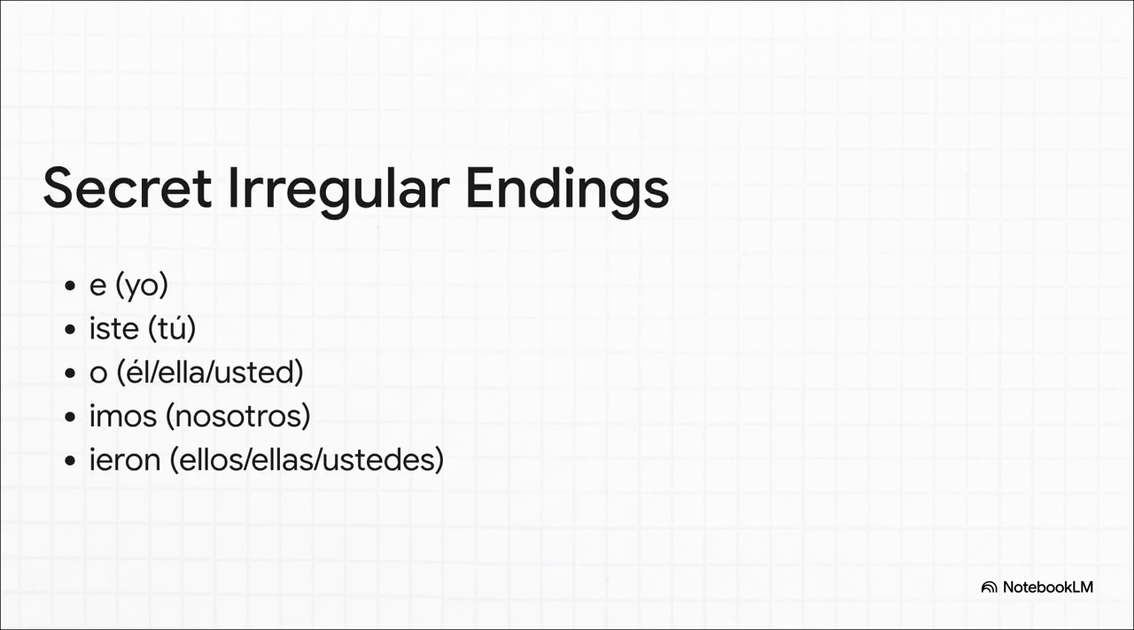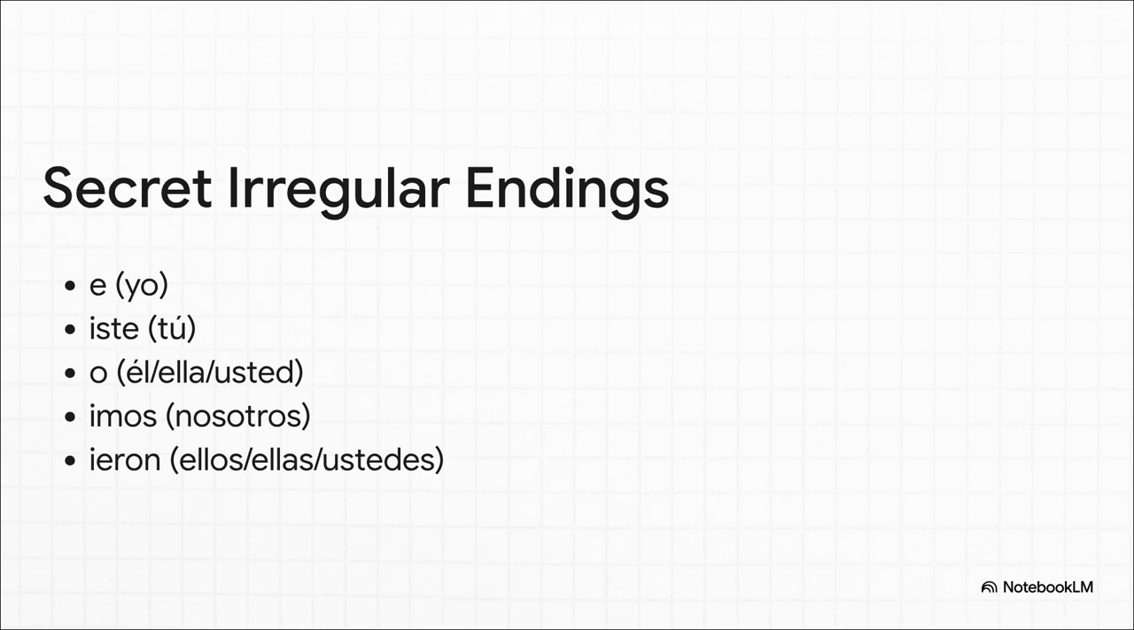Okay, let's dive into this, because this right here is the golden key to this entire explainer. Almost all of the major irregular verbs in the preterite actually share this exact same secret set of endings. Listen to these. -e for yo, -iste for tú, -o for él, ella, or usted, -imos for nosotros, and -ieron for ellos, ellas, or ustedes.